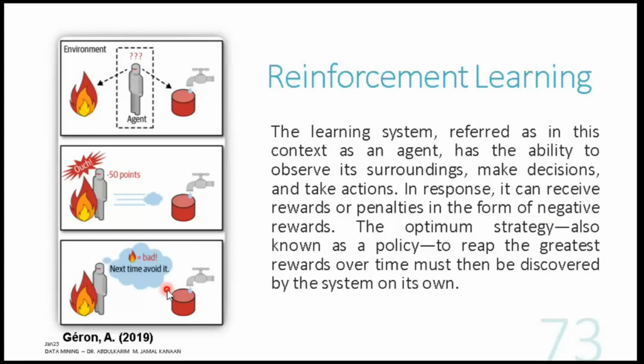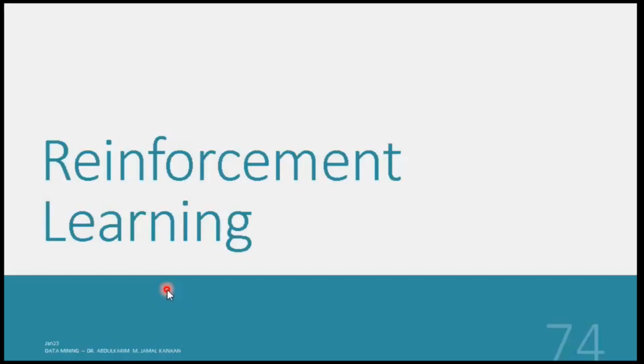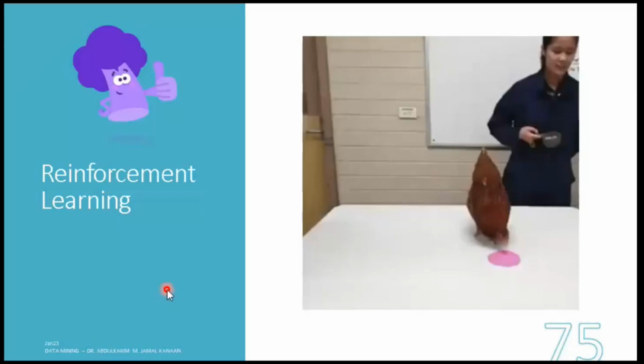This is reinforcement learning. So reinforcement learning means the algorithm tries to learn from the environment. When the algorithm does something good, you give some reward. When the algorithm does something bad, you give a penalty, and so on. Okay? Now, in this video, this is a very nice example about reinforcement learning.